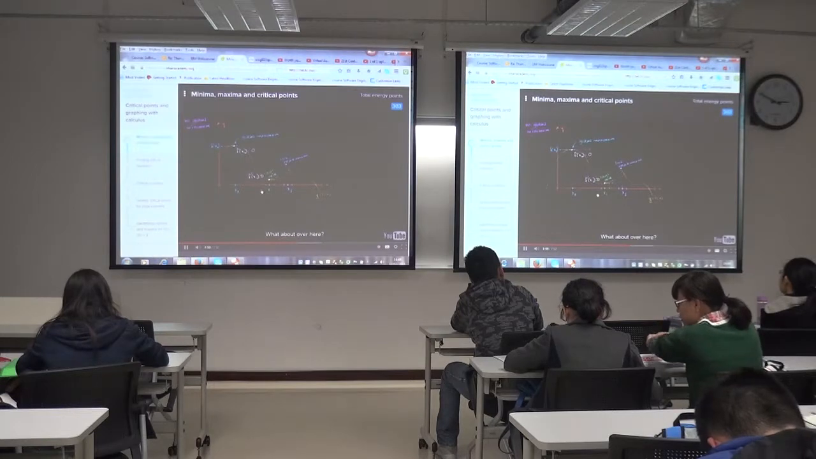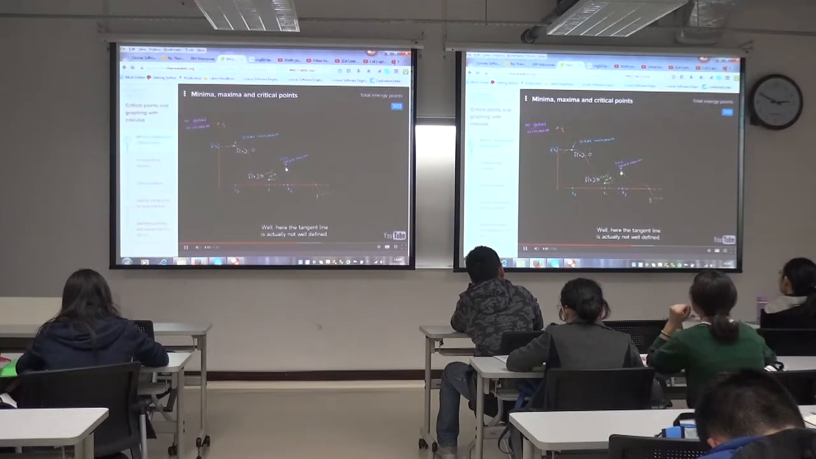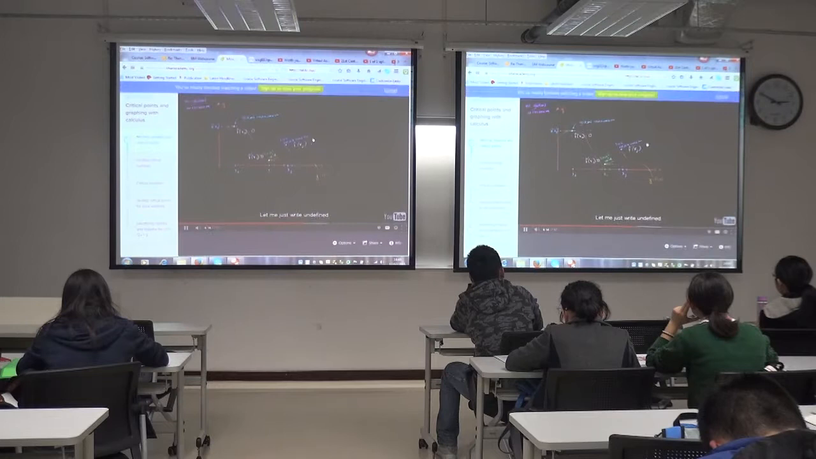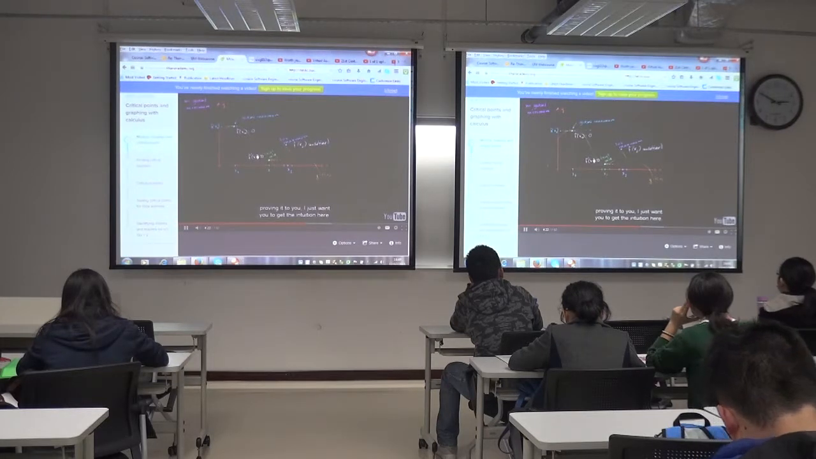What about over here? Well, here, the tangent line is actually not well defined. We have a positive slope going into it, and then it immediately jumps to being a negative slope. So over here, f prime of x2 is not defined. Let me just write undefined. So we have an interesting, and once again, I'm not rigorously proving it to you, I just want you to get the intuition here.